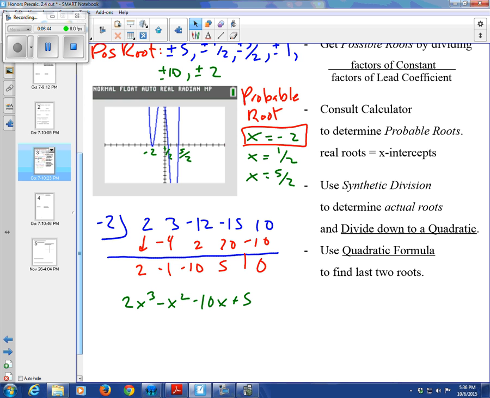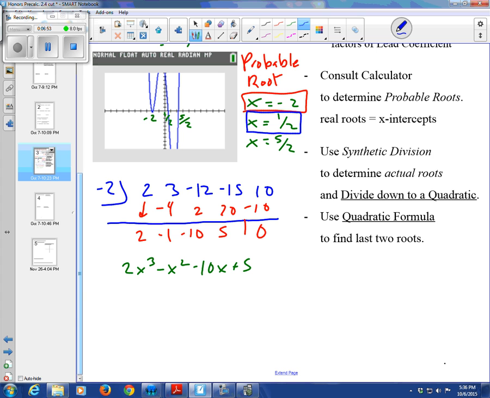So right here, give our next one, maybe 1/2, a shot. And right here, when we do synthetic division with 1/2, we're going to take the coefficients now of our cubic. Remember, we want to get down to a quadratic so that we can use the quadratic formula to find those last two zeros, right? So right here, we take the coefficients of our cubic, 2, -1, -10, and 5.